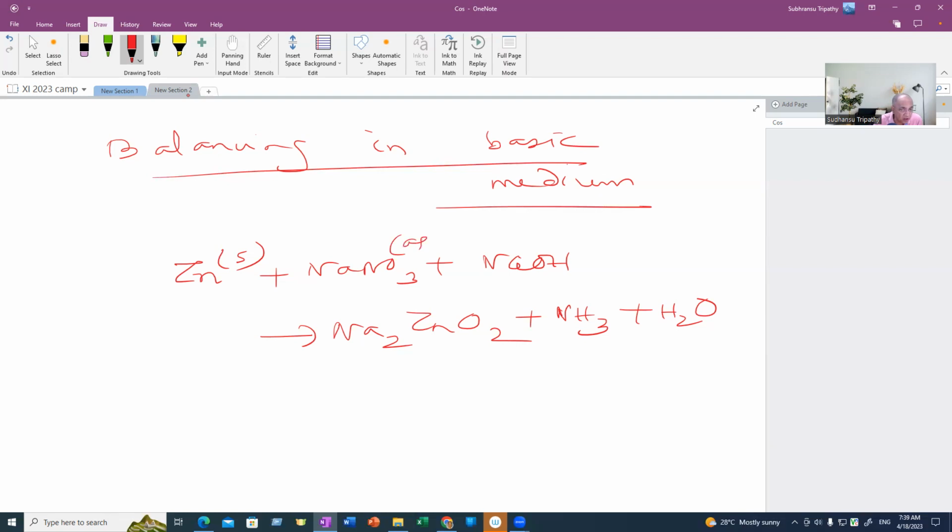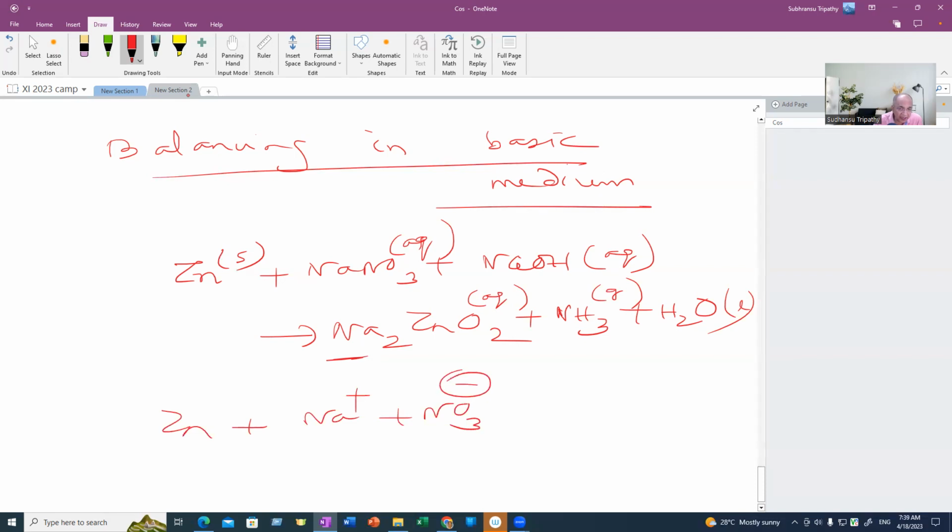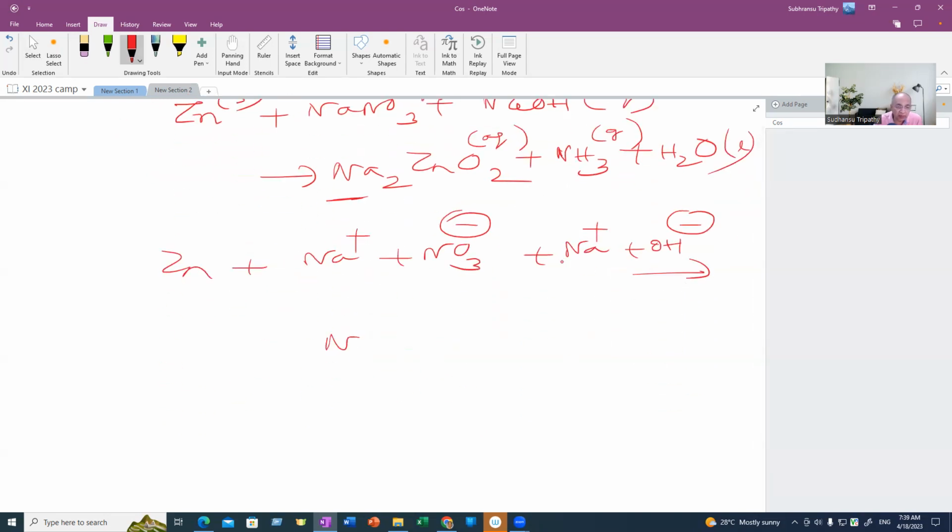salts, all nitrates are soluble, aq. All sodium salts are soluble, sodium compounds are soluble, aq. Ammonia is a gas, water is a liquid. So this has changed: Na plus NO3 minus, this has changed: Na plus OH minus. On the right side, sodium ion plus zincate ion, 2 sodium we write, we balance. Now we will do the zincate ion's balance, it is 2 minus, that is why 2 is here. 2 minus plus ammonia plus water.